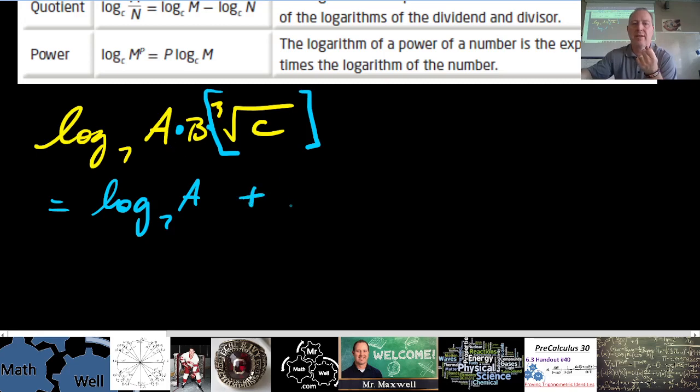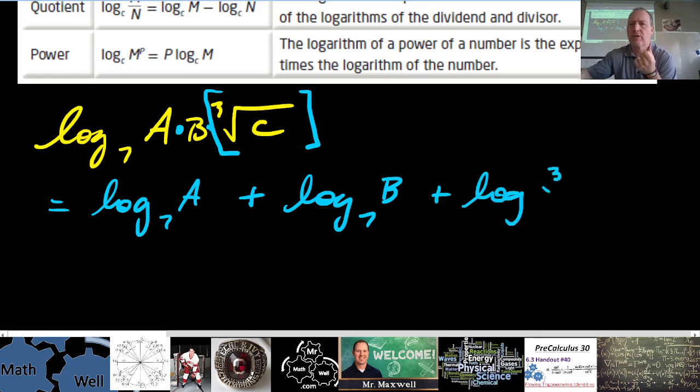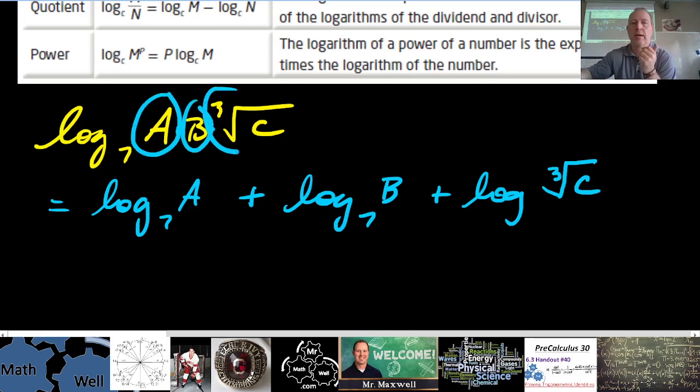I add log of b base 7. So that's the multiplying, see? Now I'm going to multiply again here by cube root of c. So I'm going to add again log of, I can write that as cube root of c for now. That's the first step of using the properties to break this down a little bit. Everyone see that? These are three things right here, boom, boom, and boom, that are multiplied together.